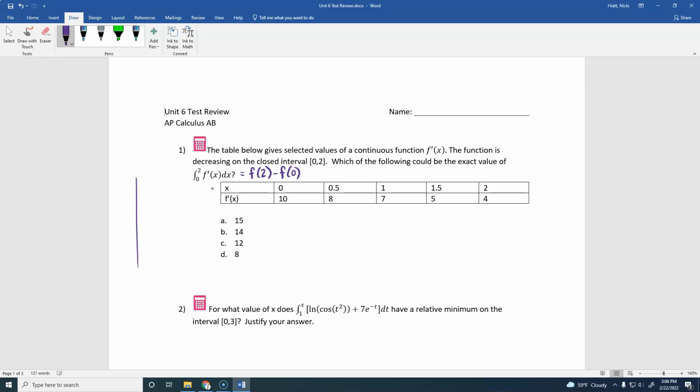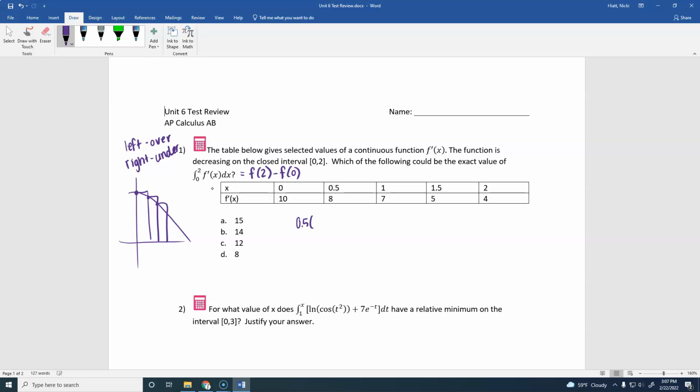But they told us that f prime is decreasing. So if f prime is decreasing, a left Riemann sum is going to be an overestimate, and a right Riemann sum is an underestimate.